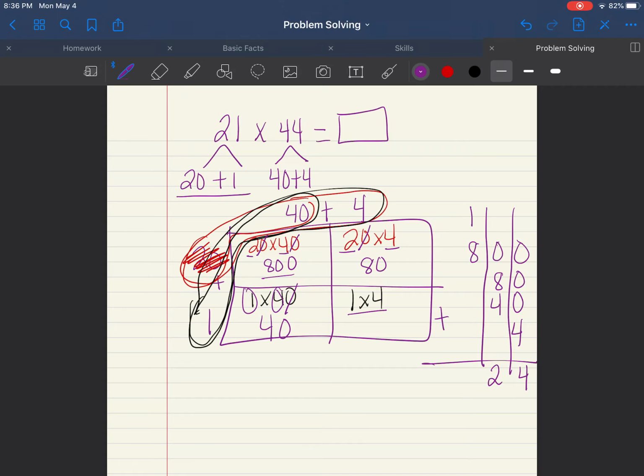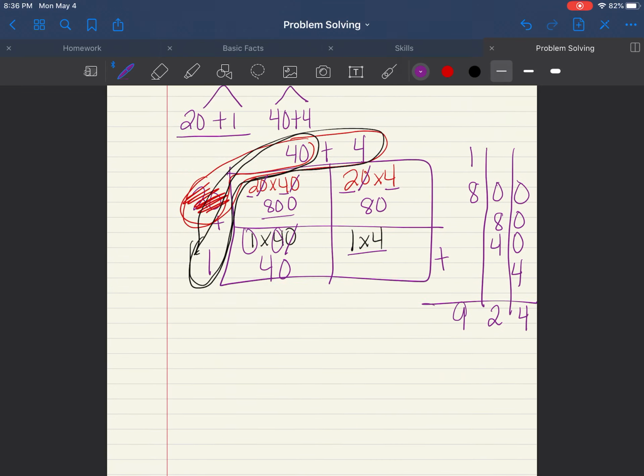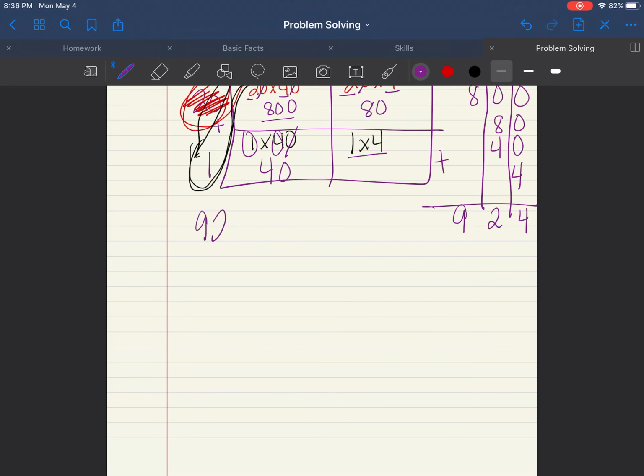Now I'm going to add up all my partial products. 0 plus 0 plus 0 plus 4 equals 4. 8 plus 4 equals 12. And 8 plus 1 is 9. Notice that we got the same product, but we did it a different way.